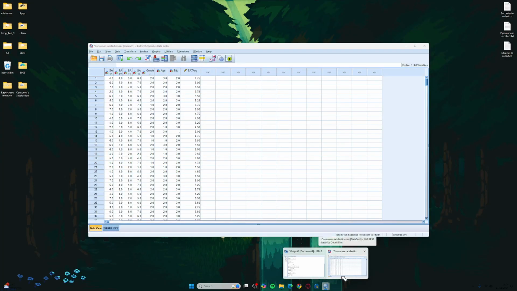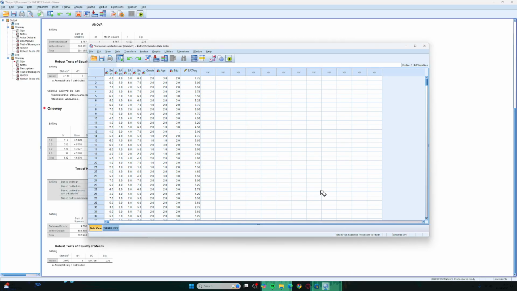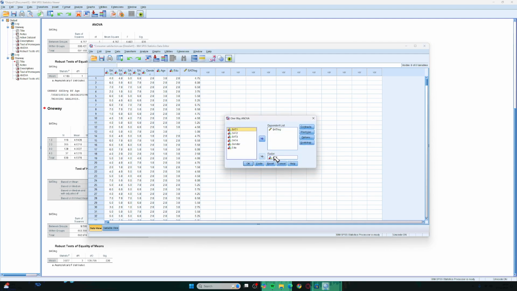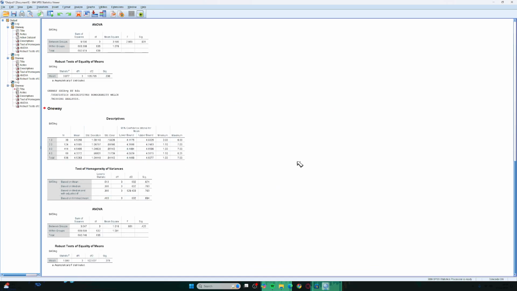Okay, about the third question, does satisfaction vary due to the customer's education? Similarly to the previous two, we'll go to analyze. We'll compare the means and choose one-way ANOVA. This time, we'll consider the education factor. Put it into the education box, and the options are saved, those three presets. Okay, press OK, and we'll have the tables, our outputs.